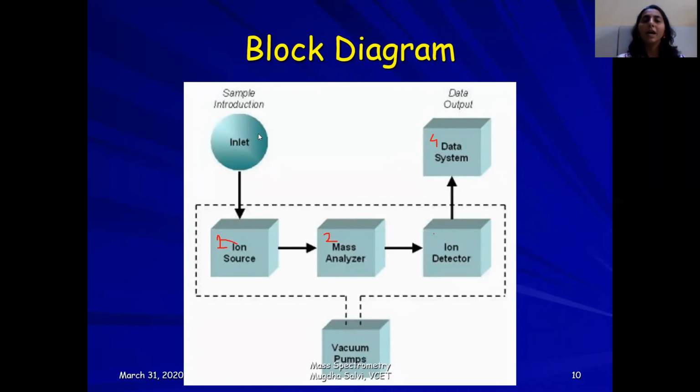Now, the ion source is basically going to split your sample into ions. So the inlet is going to be the sample, then it comes to the ion source, and later on it passes through the mass analyzer, going on to the ion detector. This all is taking place under vacuum, so vacuum pumps are present. We will be seeing each of these blocks in detail now.